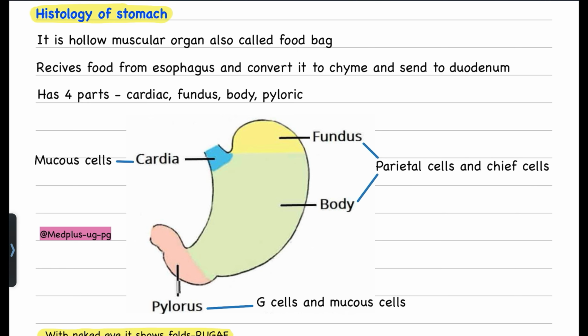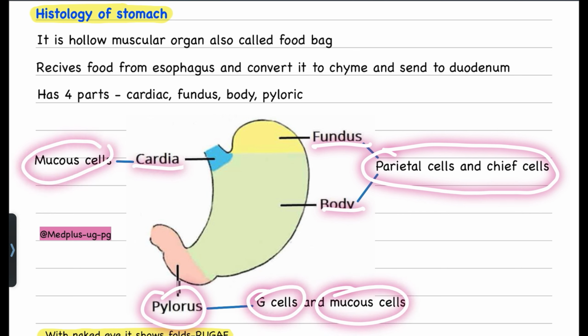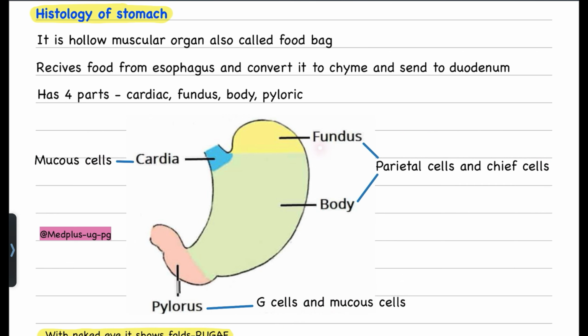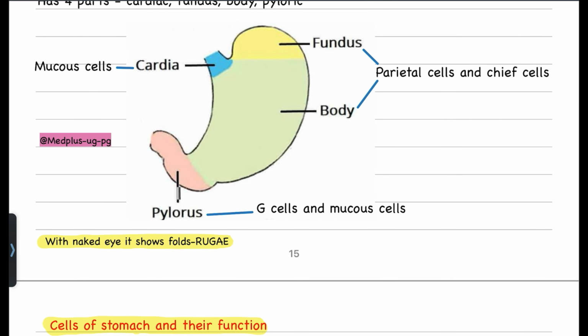Now we should remember where the cells of the stomach are present. Fundus and body have the parietal and the chief cells. Pylorus has G cells and mucous cells, whereas the cardia has mucous cells. Most important to remember is that fundus and body have the parietal and chief cells, and pylorus has G cells. On cut section of the stomach, we will see folds which are called rugae. We can see them with our naked eyes.